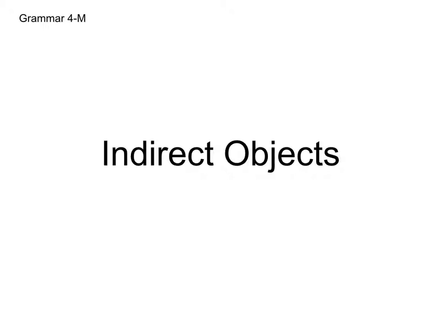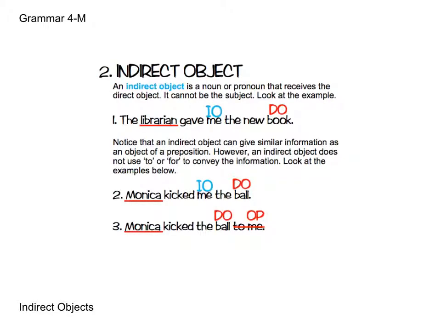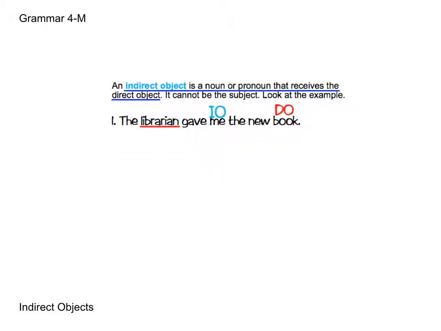Indirect objects are really interesting and really fun, just like the infinitives are. So here we have our explanation. Let's just break it down for a second. An indirect object is a noun or pronoun that receives the direct object. It's not a subject and it's not a PN. It's not the direct object and will never be in the prepositional phrase. It is simply a separate word from all of these other components.